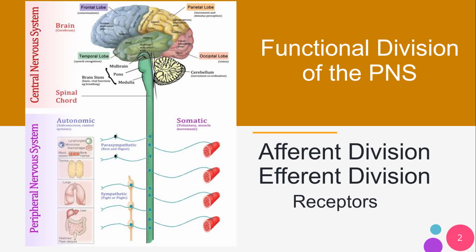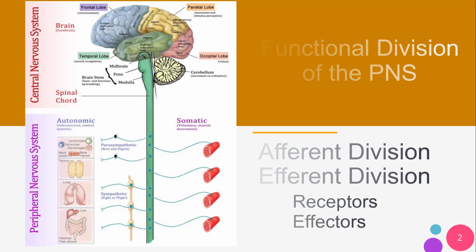Receptors can detect changes in the body, and they can also respond to stimuli. Receptors can be neurons, or they can be a specialized cell or complex organs like the eyes or ears. Effectors are the target organs that will respond to motor commands.